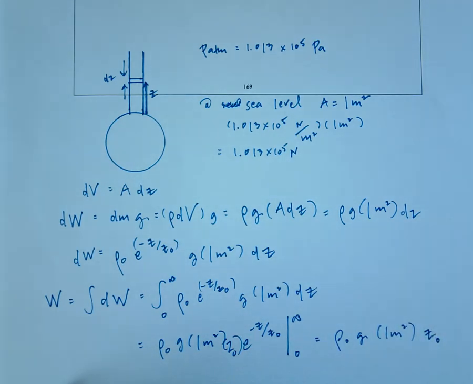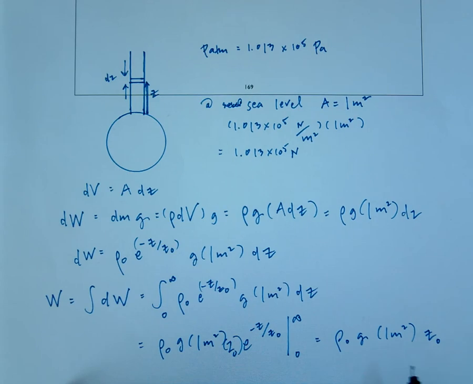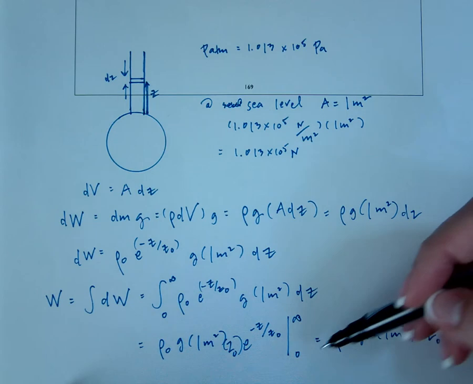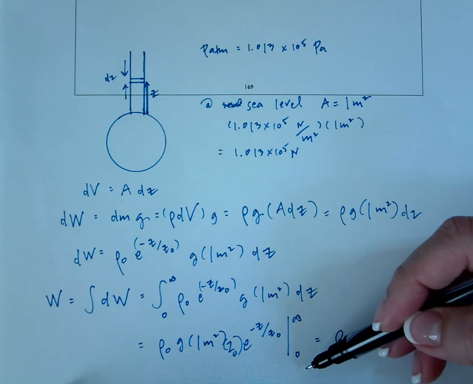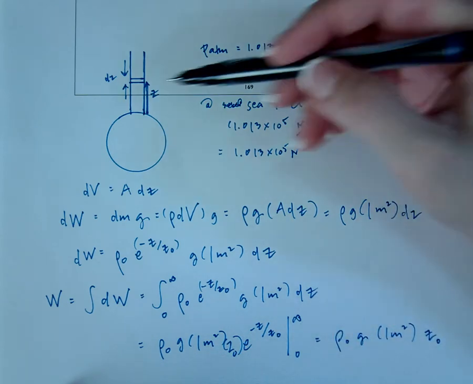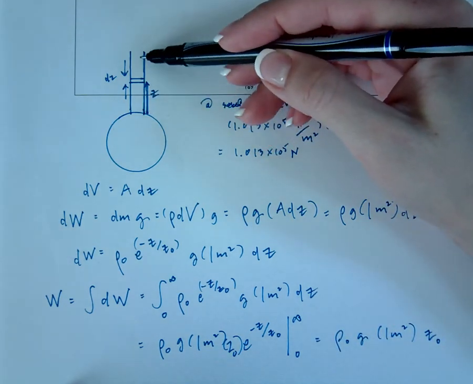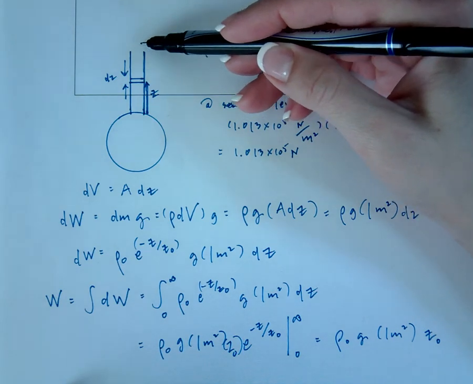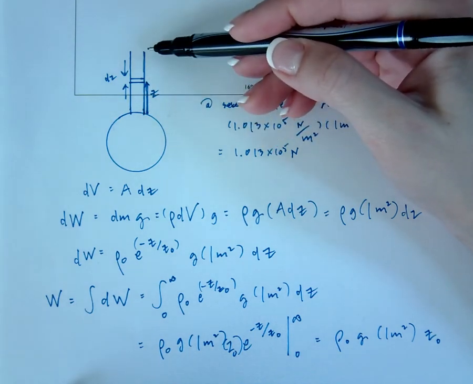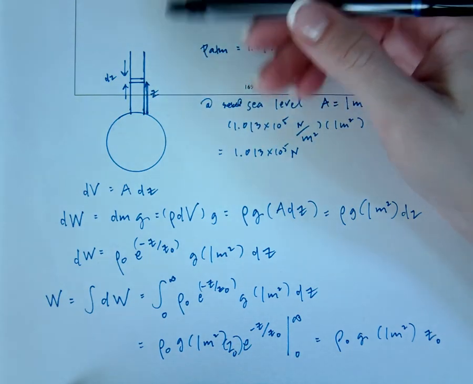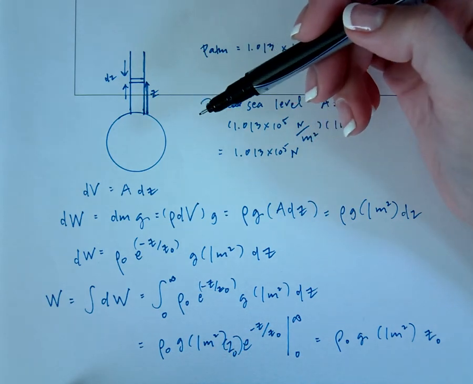So you get rho naught times g times 1 meter squared times z naught. Why do we carry around this 1 square meter? Well, for the sake of unit analysis. We'll end up with weird units if we don't remember that we used an area of 1 square meter. And from our limits from 0 to infinity, 0 is where z starts, where 0 is sea level. And then infinity, well, the atmosphere is going to extend out into space, and at some point the atmosphere goes away entirely. So we just call that infinity.